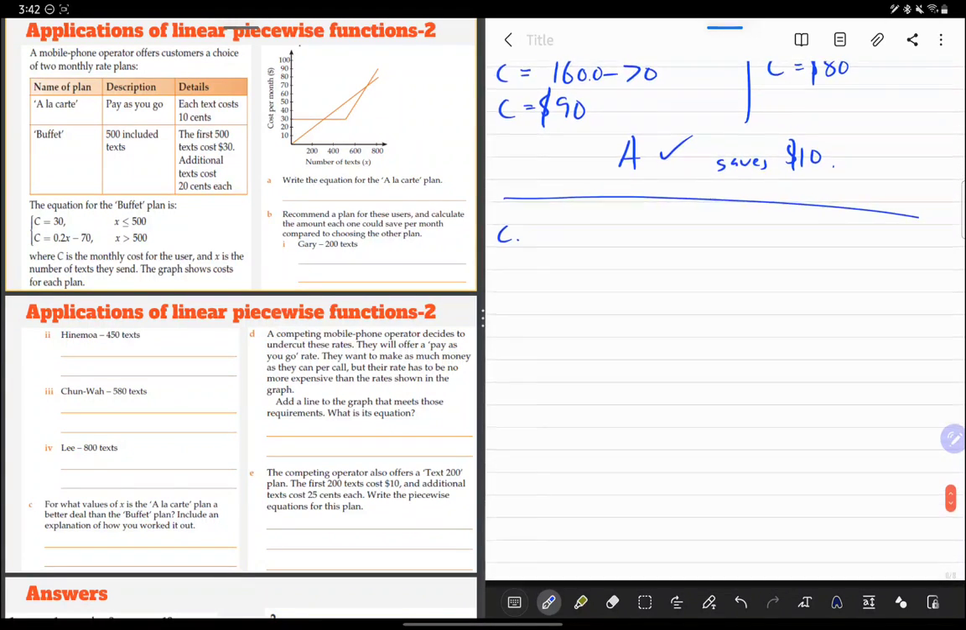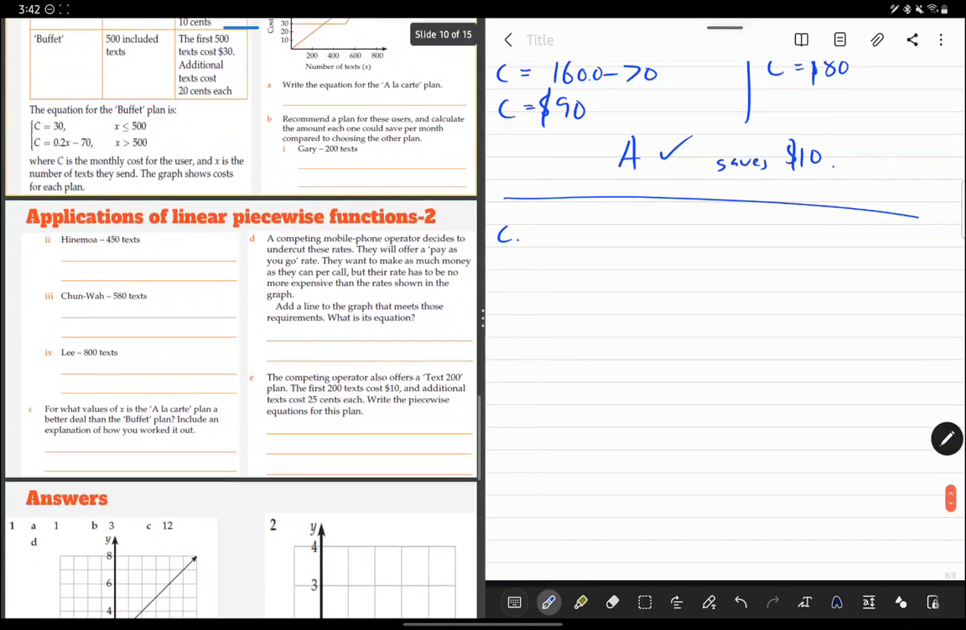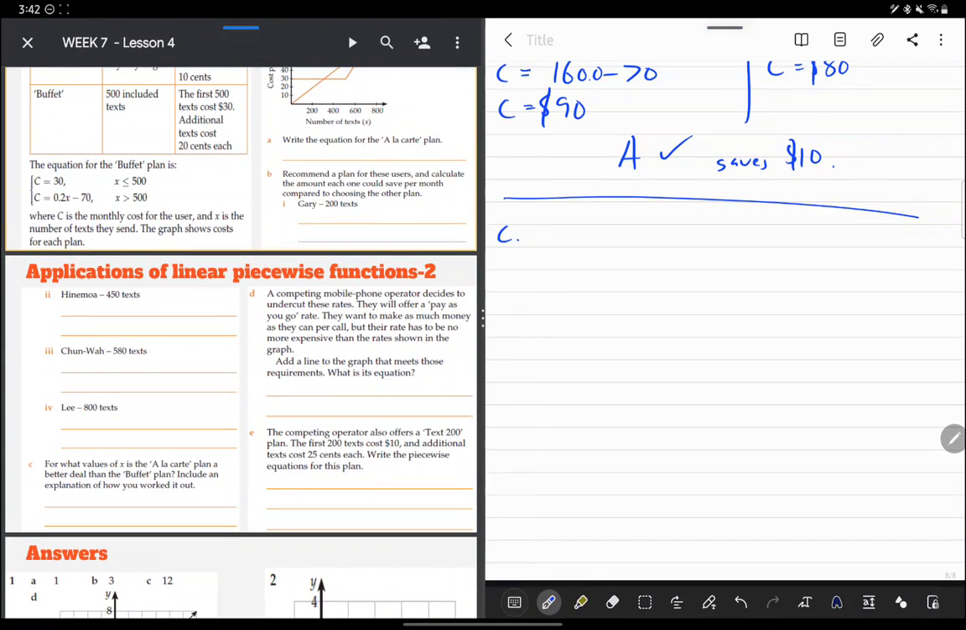C. For what value of x is the a la carte plan a better deal than the buffet plan? Include an explanation of how you worked it out.